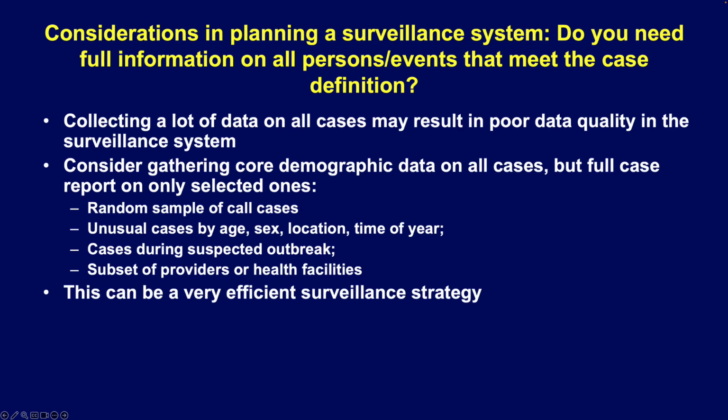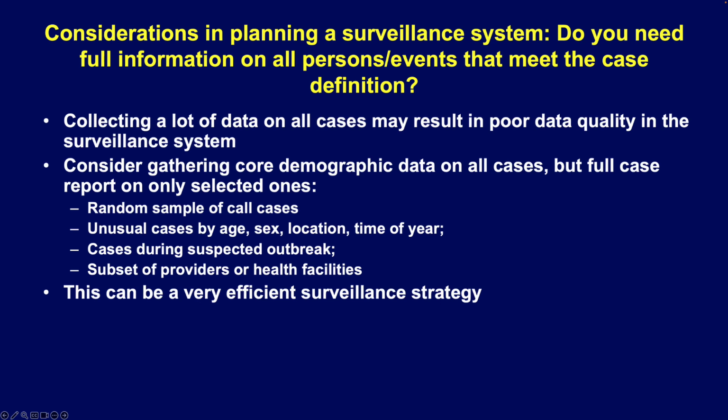Another essential operational aspect to consider is whether you need comprehensive information about all individuals or events that align with the case definition or not. Accumulating extensive data on all cases can compromise data quality within the surveillance system, such as problems with completeness or accuracy. Additionally, it might impede the timely flow of information. One solution is to employ a sampling-based approach. In this approach, you gather a set of core data on all cases and do more in-depth case data collection in a representative sample or systematic sample of other cases.